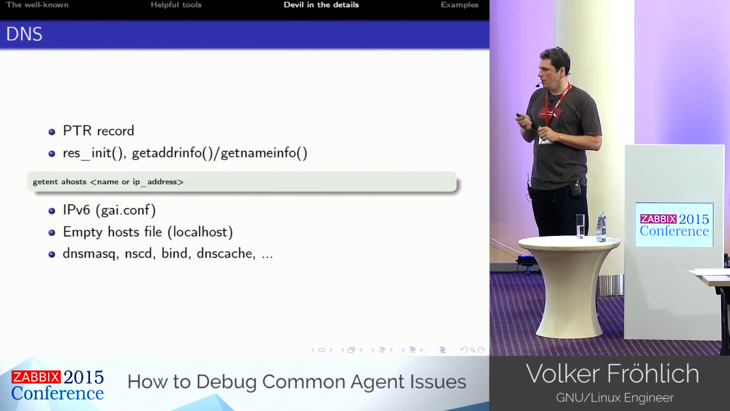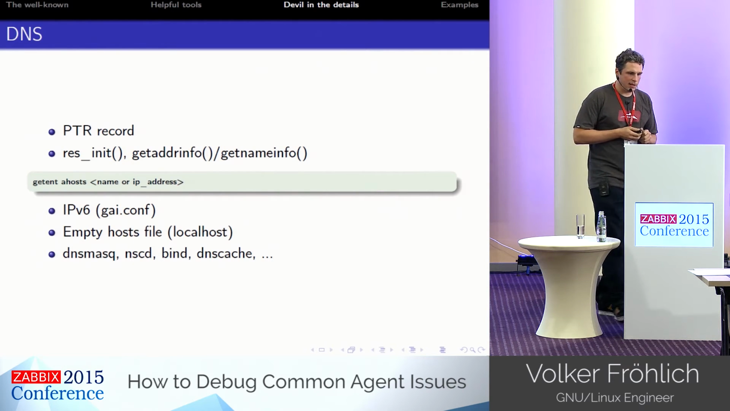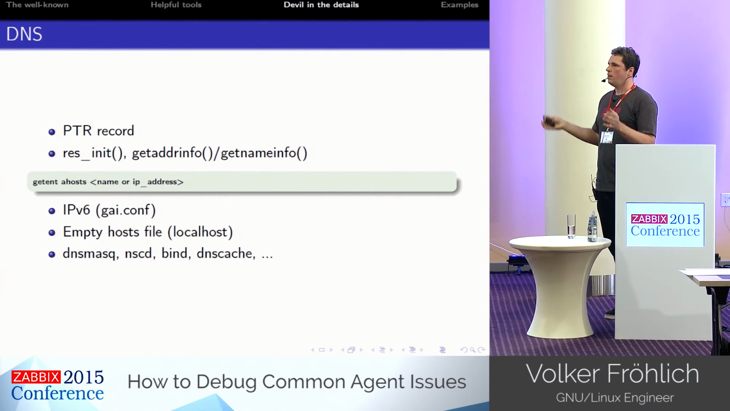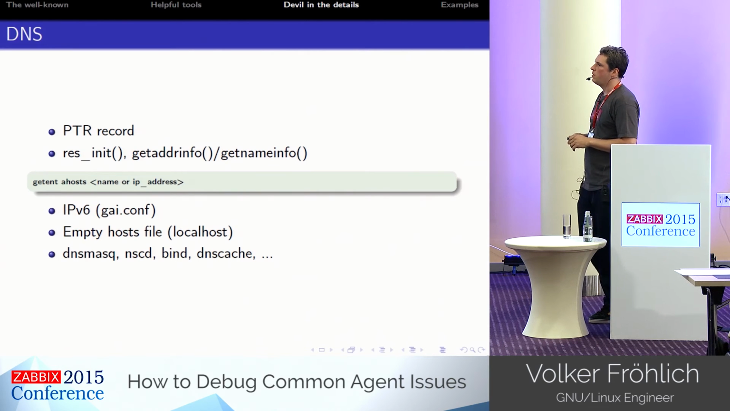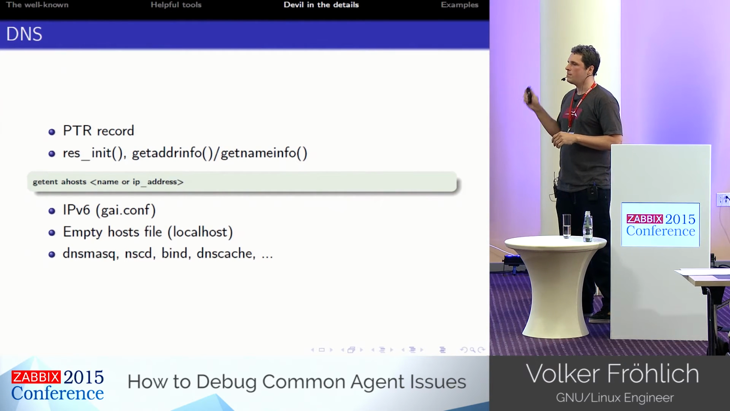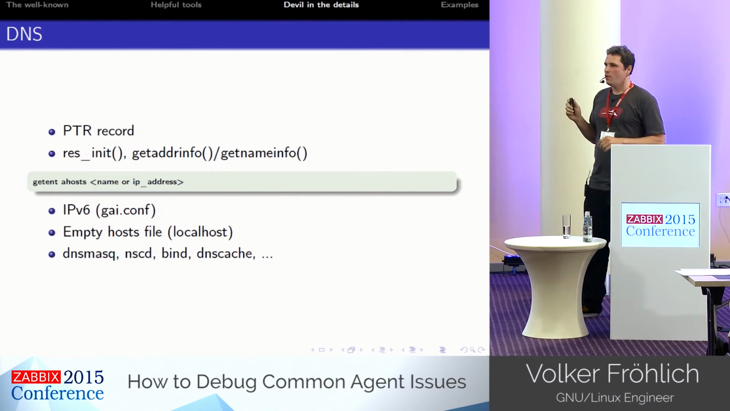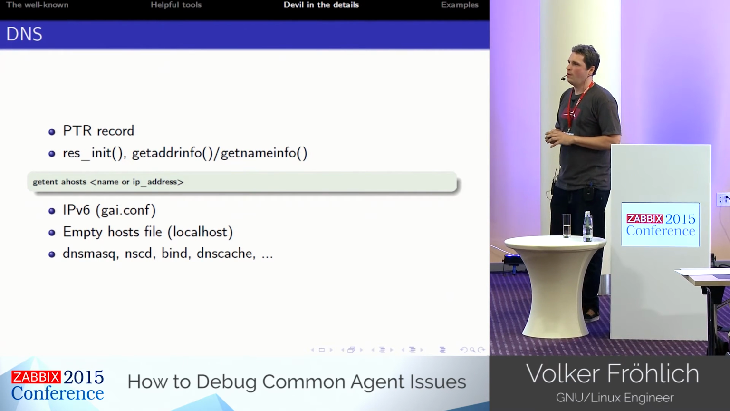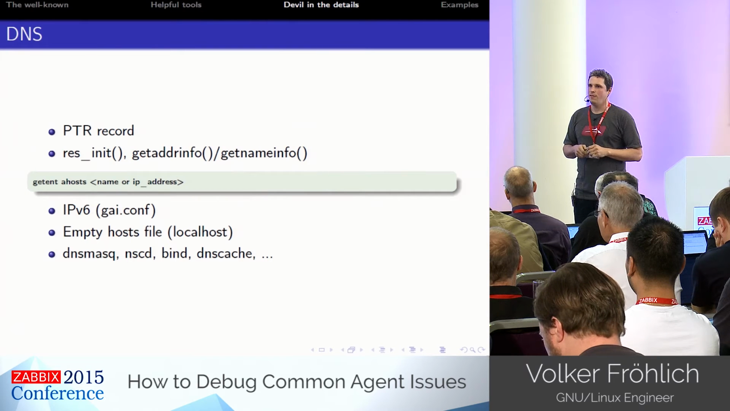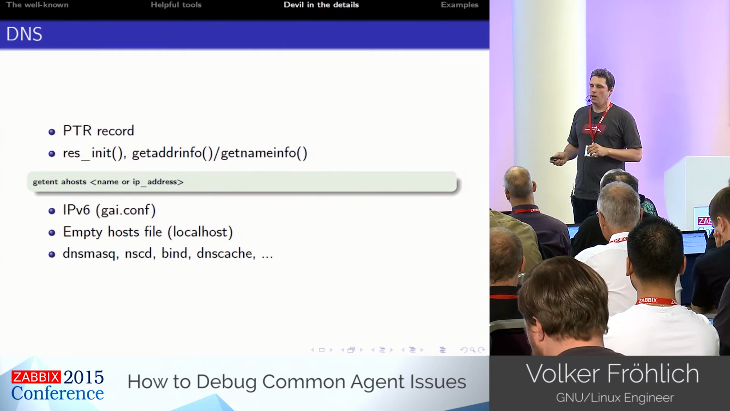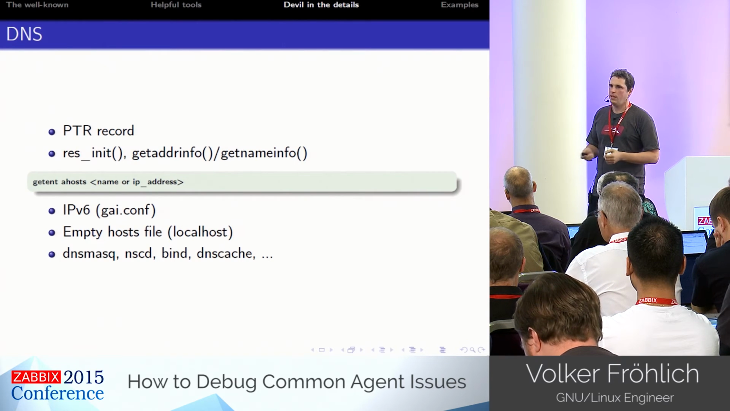And an interesting detail is glibc's res_init function. res_init is the initialization of name resolution in glibc. And this is run on startup. I said before, shall we restart the agent? If you are reconfiguring your resolv.conf file or your nsswitch.conf file, you definitely have to restart any Zabbix daemon to catch that.